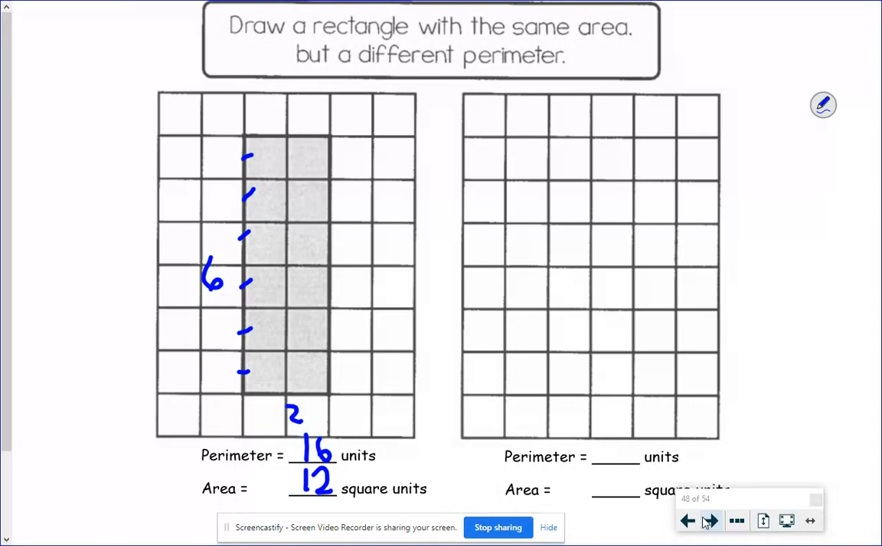Same area. So we've got to be thinking factors again, multiplication facts that equal 12.